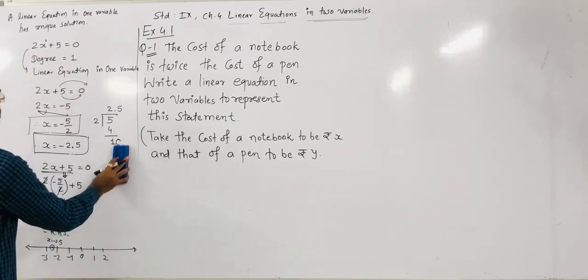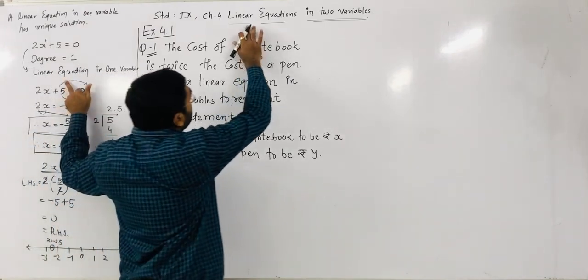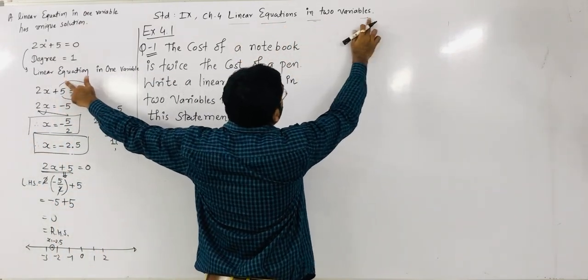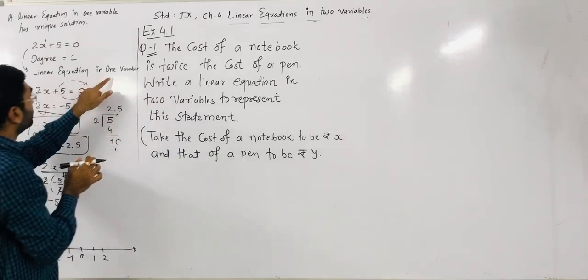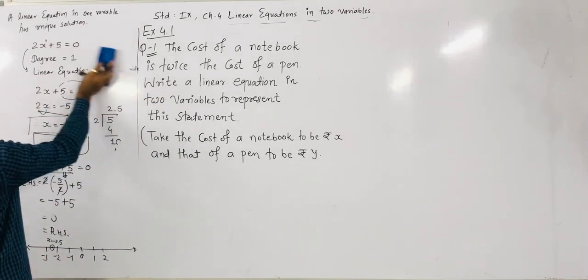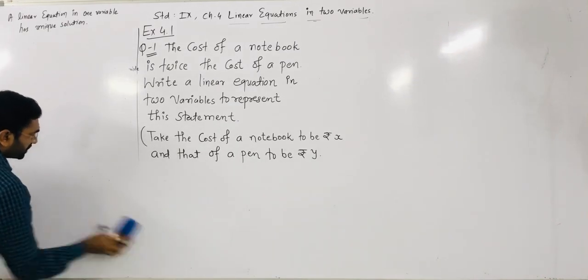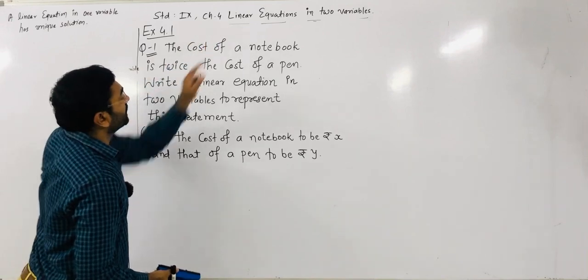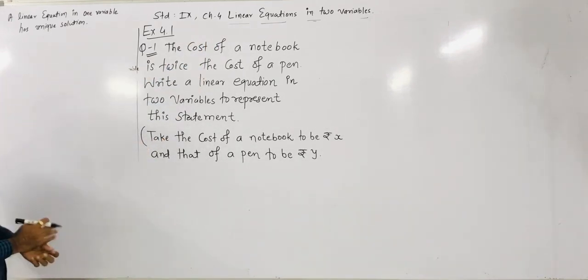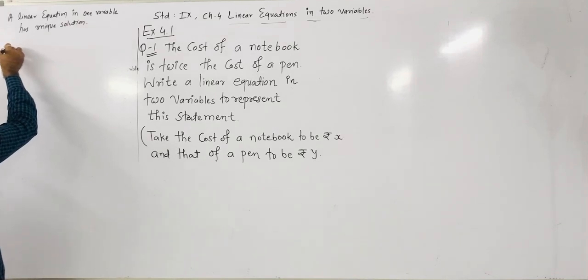Okay. Now this is about one variable. Now our chapter name is what? Two variables. So here, in place of one variable, we have to define our equation in terms of two variables. But this is a linear equation, so its power is always 1, or you can say the degree is always 1, right?